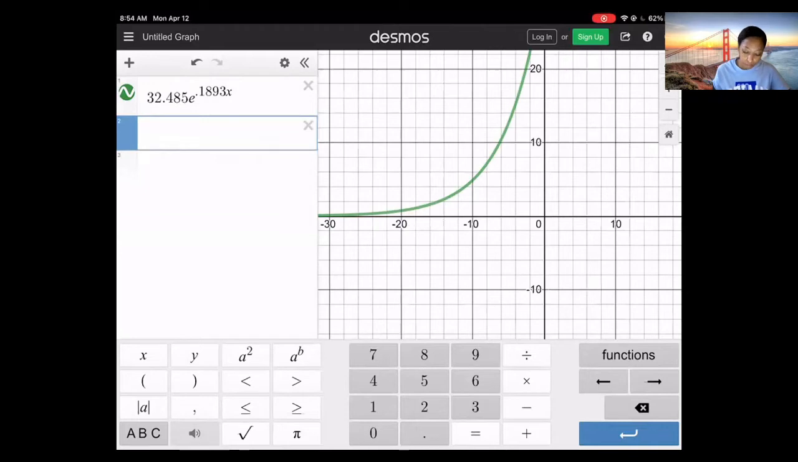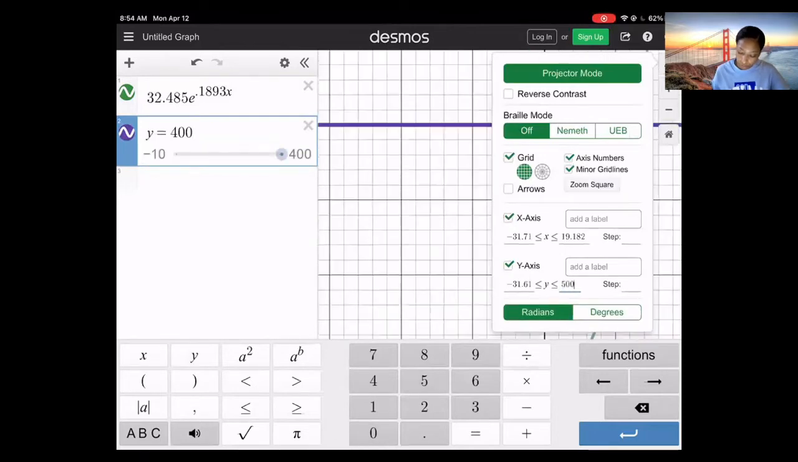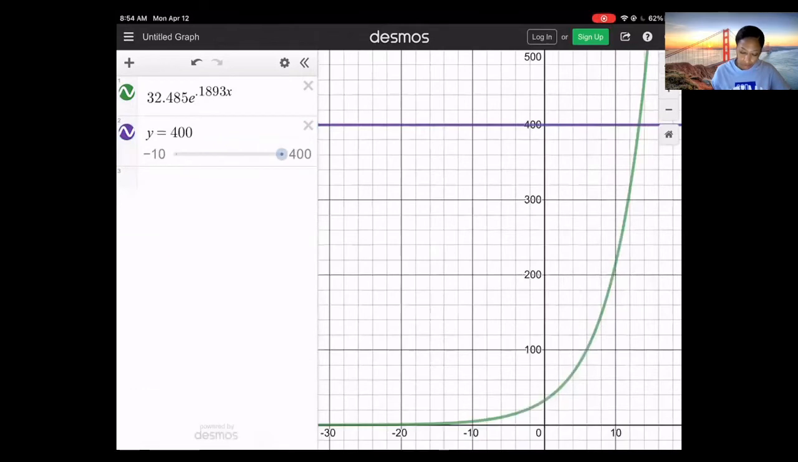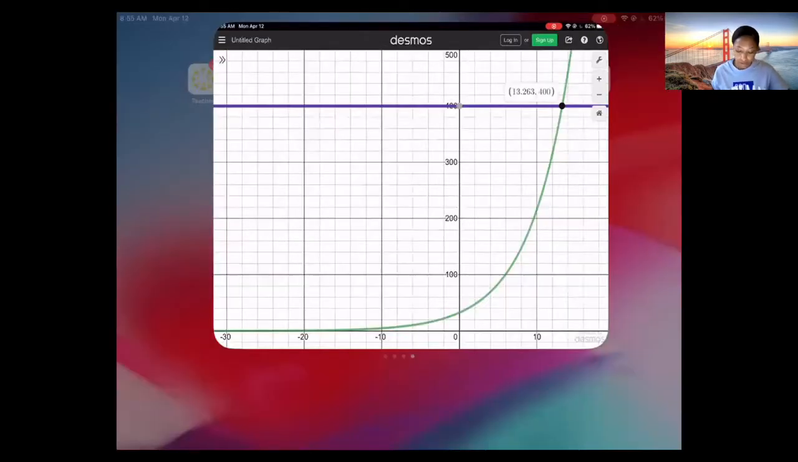Notice we can't see the top of it. The next one I'm going to have y equals 400. We're going to have to change our window so that we can see the intersection point. There we go. And if we click here on the intersection, we see that the intersection happens at about 13.26. So this is after about 13 months. Okay, let's write that up.